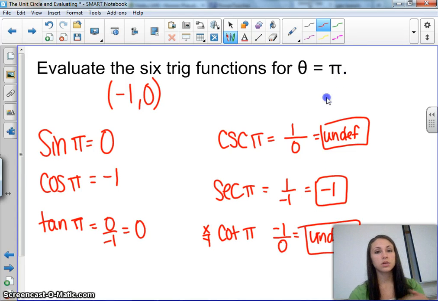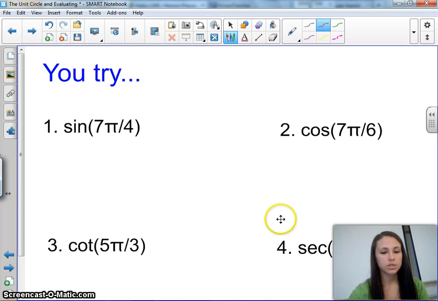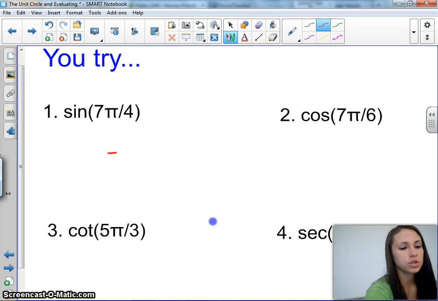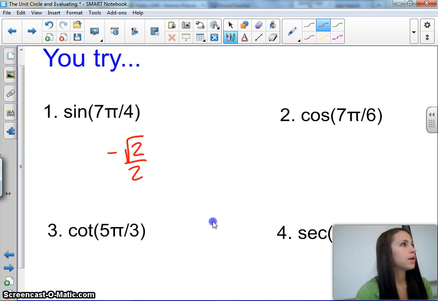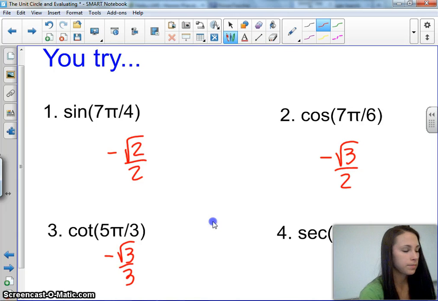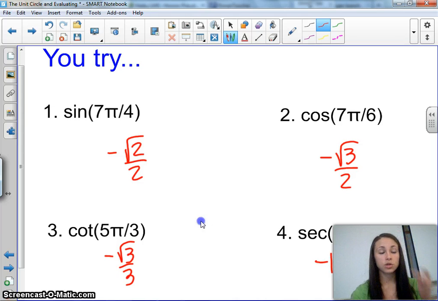So if you have an angle that's on a quadrant, one of those quadrant angles, it's a lot easier to evaluate. Alright, so you need to try these 4. And so I'm going to go ahead and just write the answers up, and you can try them. This should be negative square root of 2 over 2. This will be negative square root of 3 over 2. This will be negative square root of 3 over 3. And this will be negative 1. So you need to try these and make sure that you can get these when you evaluate them.